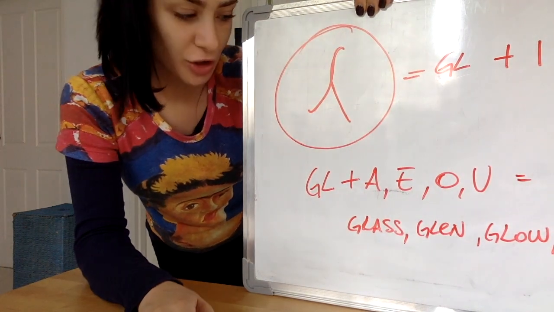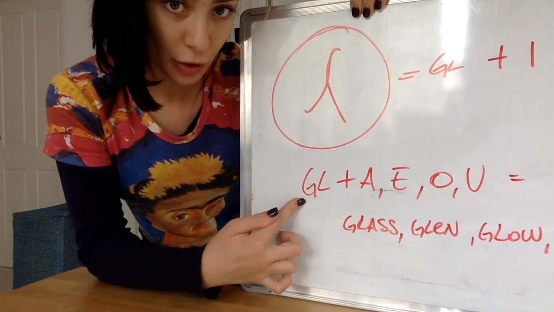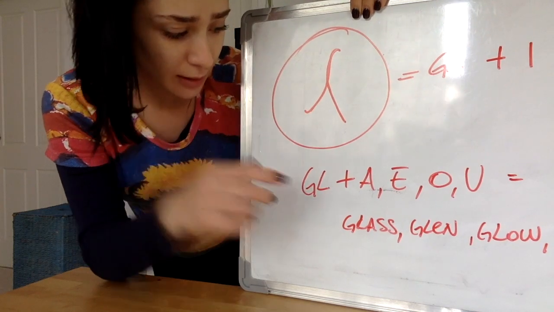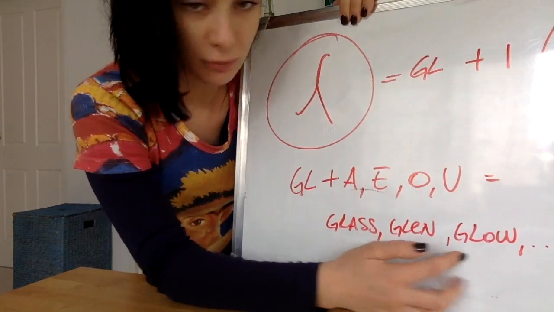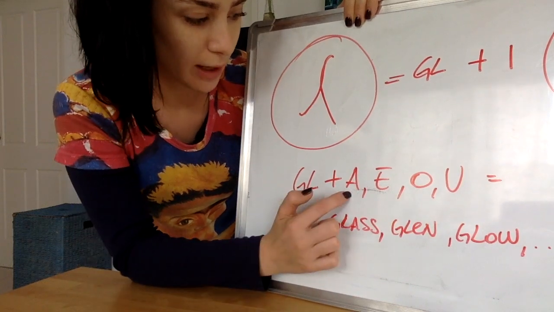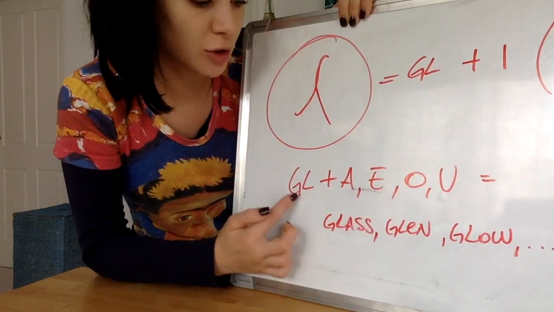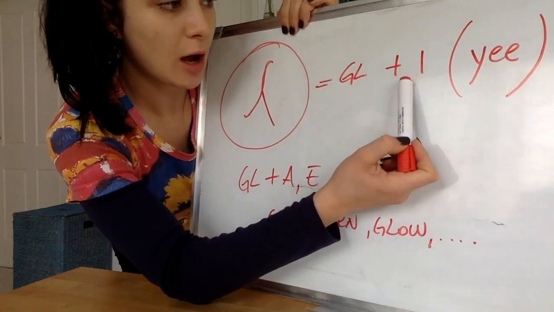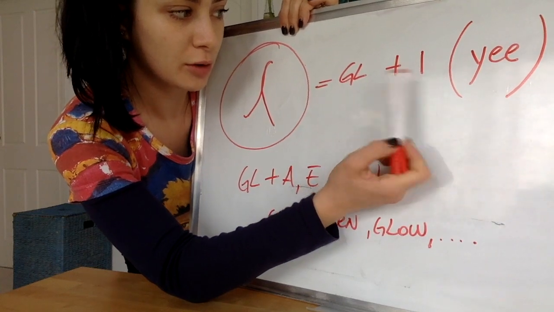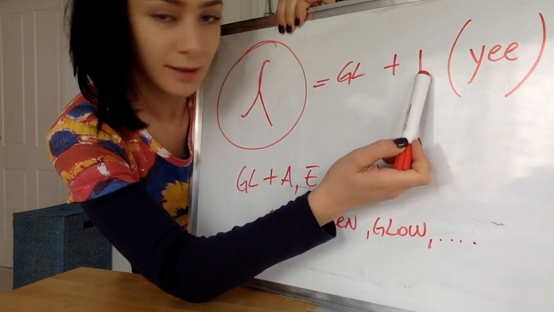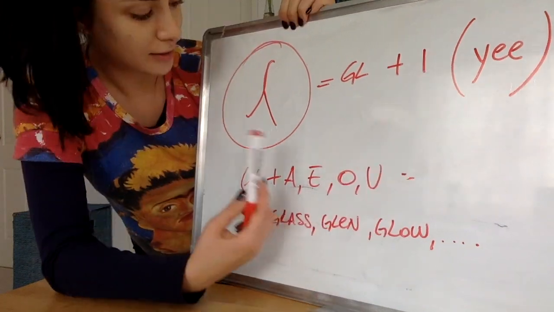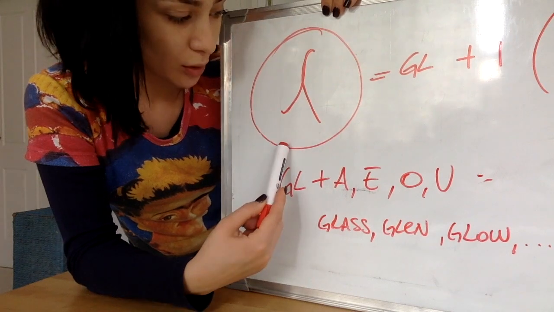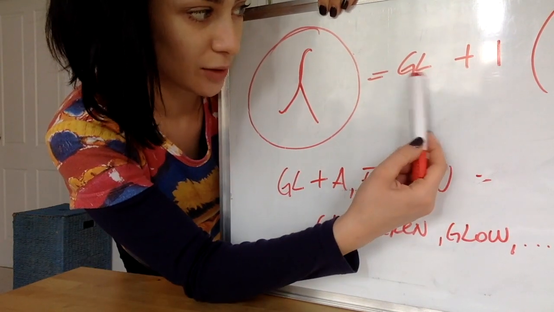About the sound GL, you have to know that it can sound in two different ways. It can sound like glass, glen, glow, okay? When you just put A, E, O, U after it, it will sound like gl. But when you actually put I after it, so GL plus I, it sounds like this, and this is the actual phonetic symbol for this sound.